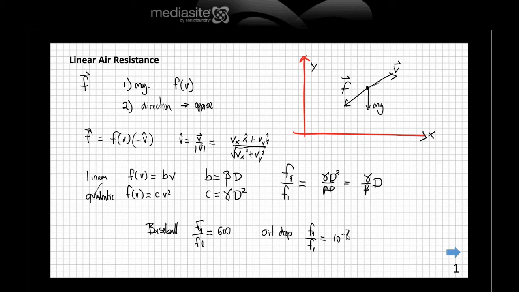So we're going to first look at linear air resistance, okay? And the reason why we're going to look at linear air resistance is because it's an easier problem to solve. In fact, projectile motion with quadratic air resistance, we cannot solve using analytic methods, okay? So let's take a look.